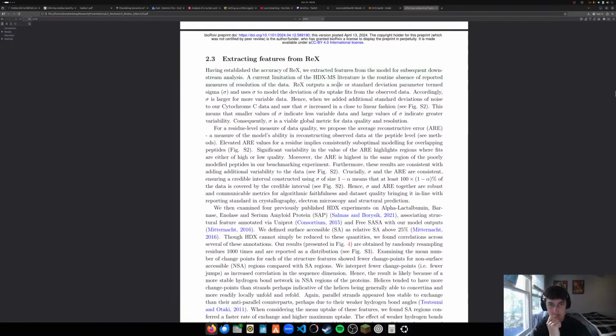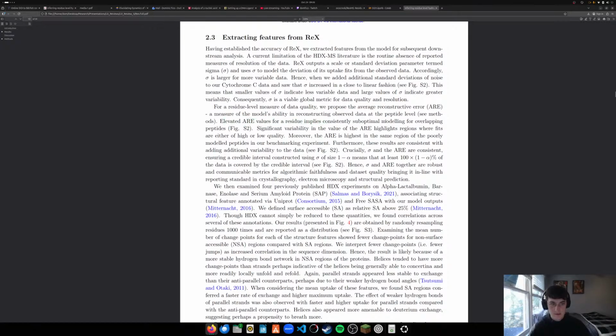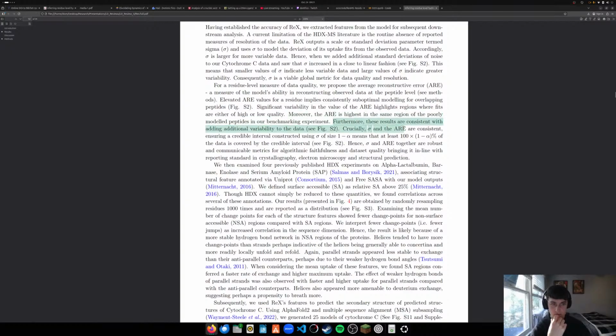Having established the accuracy, we extracted features from our model for subsequent downstream analysis. I already read that part. Yeah, so I was interested in residue implies significant variability of the value. Moreover, ARE is highest in the same region of poorly modeled peptides from the benchmarking experiment. Furthermore, these results are consistent with adding additional variability to the data.